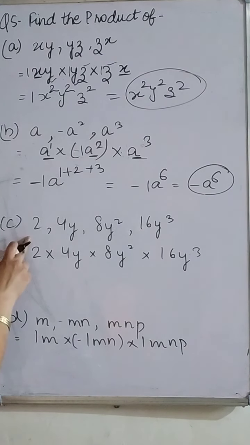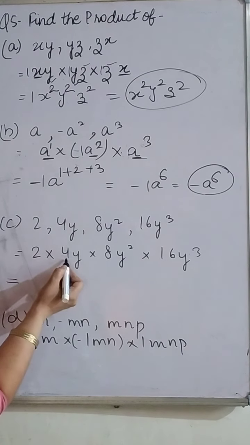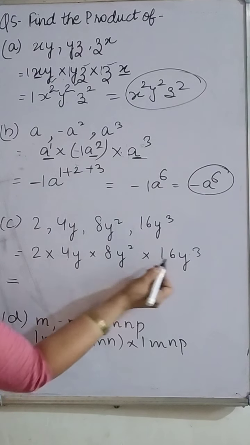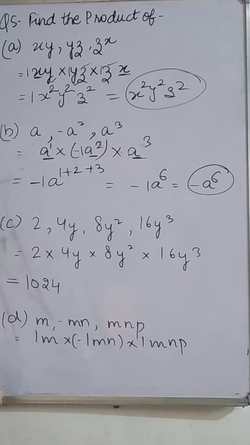Next, 2, 4y, 8y square, 16. Right now, 4 monomials are given. Find the product. So first we will multiply numerical factors, coefficients. 2 4s are 8, 8 8s are 64. 64 into 16, 1024.